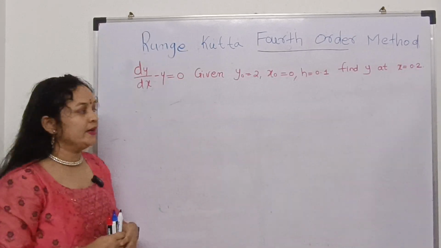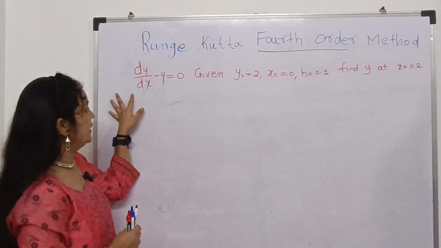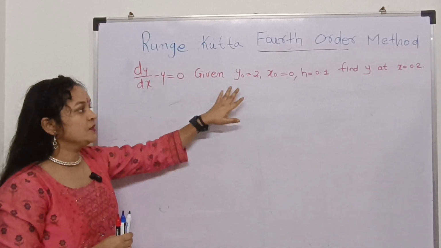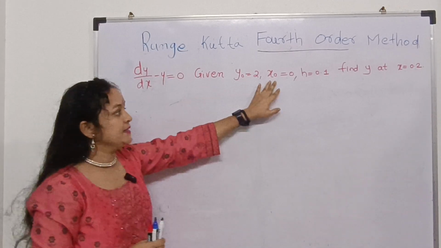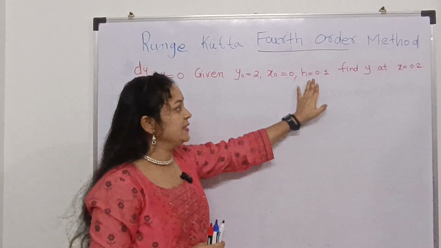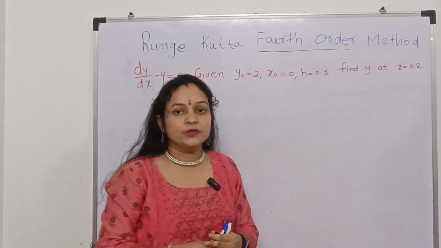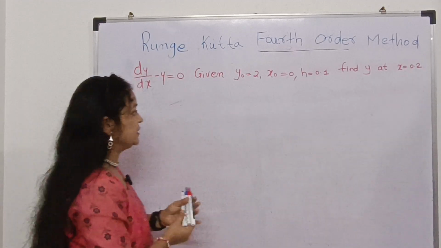Let's start with the numerical statement: dy by dx minus y is equal to 0, in which the given data is y is equal to 2, x0 is equal to 0, h is equal to 0.1. Find y at x is equal to 0.2. So let us start.